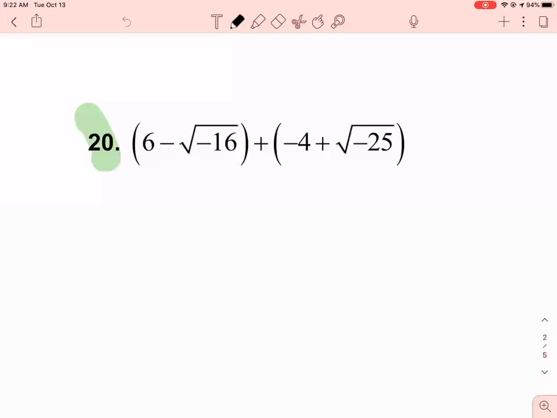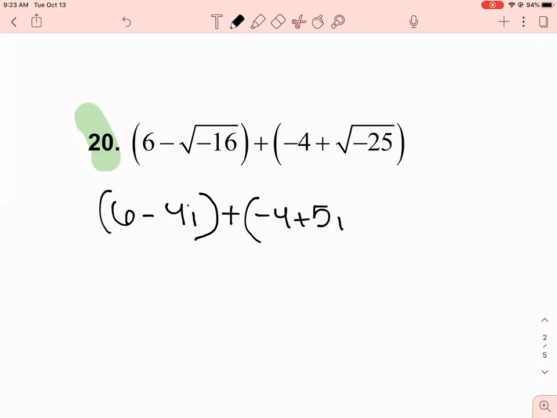All right. So you see the square root of negative 16? We had to fix that first, so we're going to rewrite our problem. Draw parentheses. Do 6 minus, not just 4. The square root of negative 16 isn't 4. The square root of 16 is 4. What's the square root of negative 16? Nope, 4i. The negative comes out and becomes an i. Close your parenthesis. Plus, draw your parenthesis. Negative 4. Plus, bring down your plus sign.